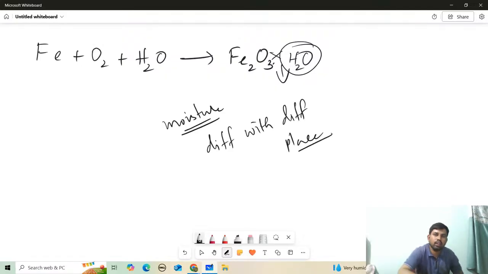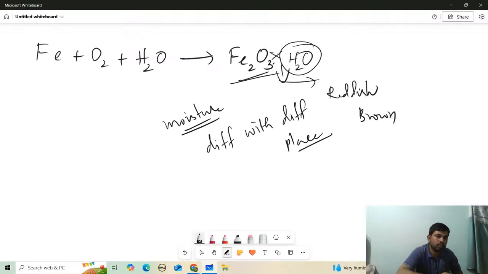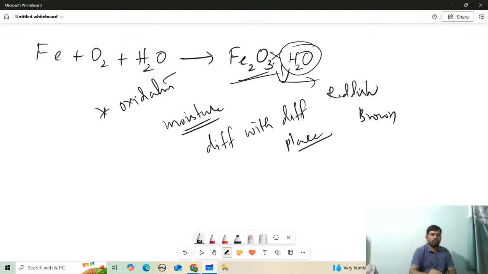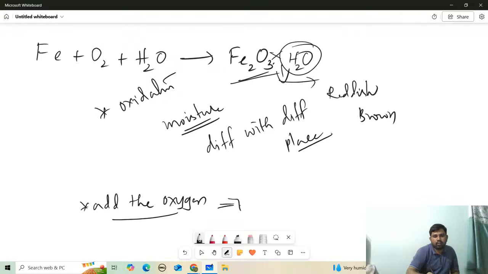So the iron oxide is a reddish brown color. This is also an example of the oxidation process. In both these cases, we are adding oxygen, and addition of oxygen is what we call oxidation. Similarly, you can go on.